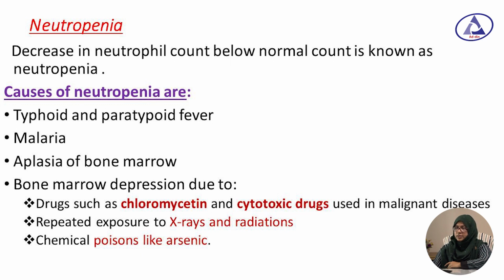Neutropenia is when the neutrophil count decreases below normal. The causes are typhoid and paratyphoid fever, malaria, aplasia of the bone marrow, depression due to some drugs like cytotoxic drugs, radiation like X-ray, and chemical poisoning like arsenic.